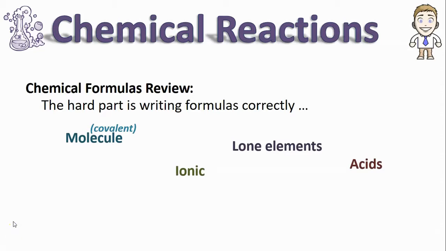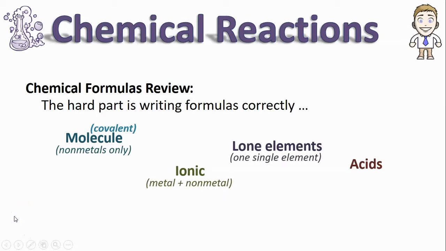The first challenge is identifying which of these 4 formula types you have to write. Molecules can always be identified because they're made of only nonmetals. Ionic substances are metals attached to nonmetals. Lone elements are just that, single elements not bonded to anything else. And acids are the easiest because their name always ends with the word acid. Once you've got your formula type identified, then you can follow the specific rules for that type.